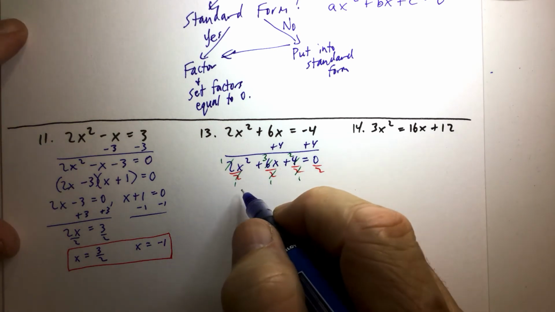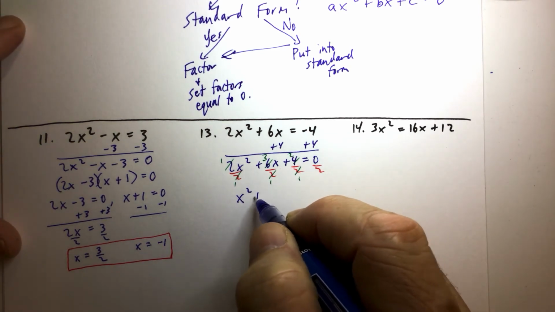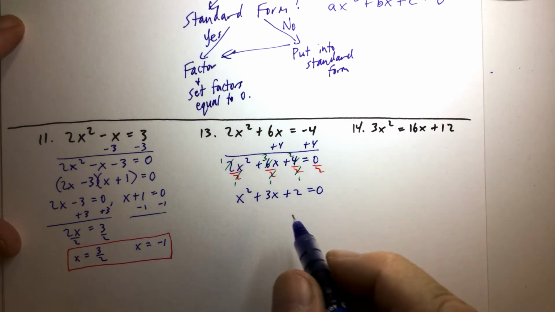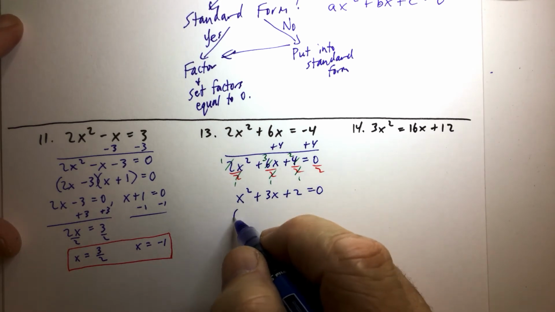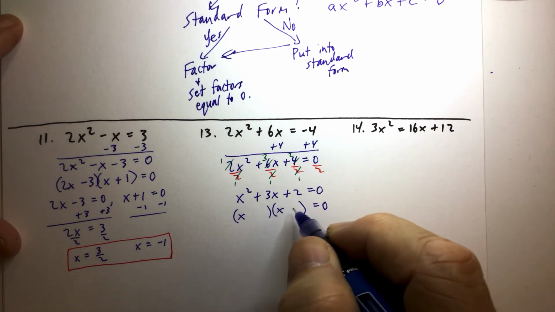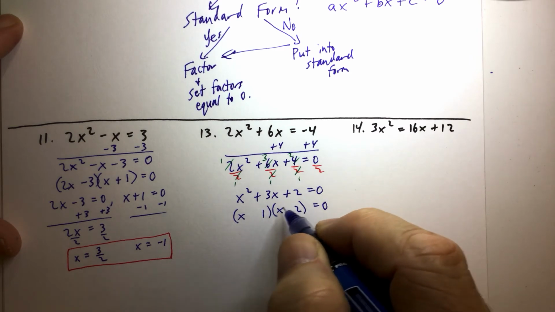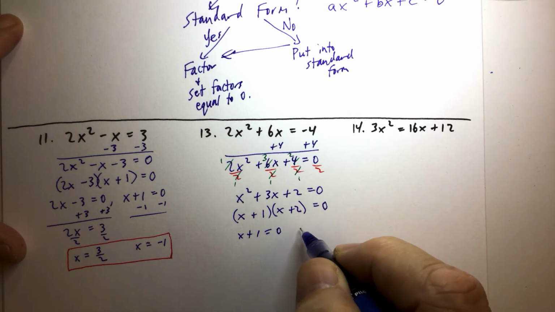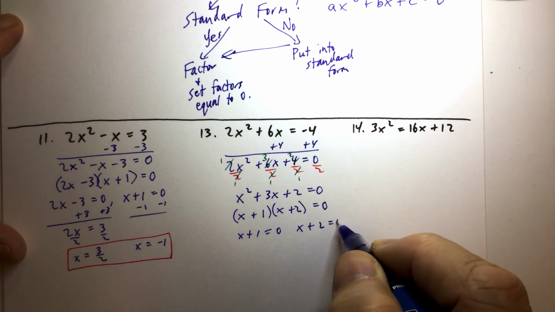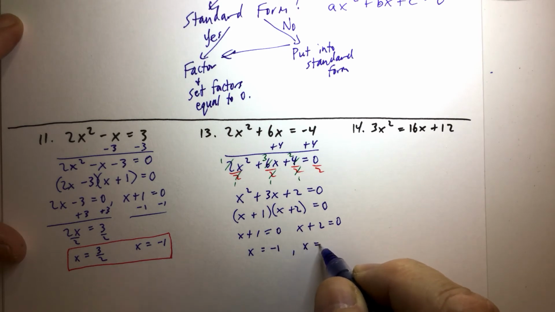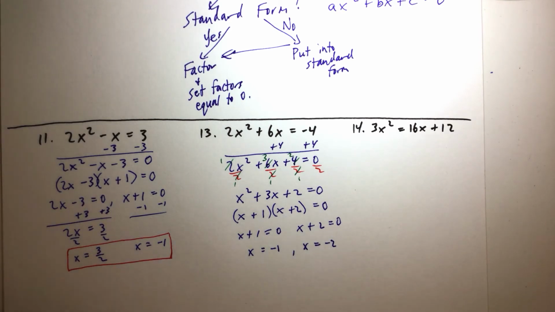The reason we wanted to do that is because it becomes a much easier polynomial on the left side of the equal sign to factor. So we have x times x, we have 2 times 1, plus and plus. Setting each factor equal to 0, we get x plus 1 equals 0 and x plus 2 equals 0, which means x is equal to negative 1 and x is equal to negative 2. Those two real numbers make the original equation true.